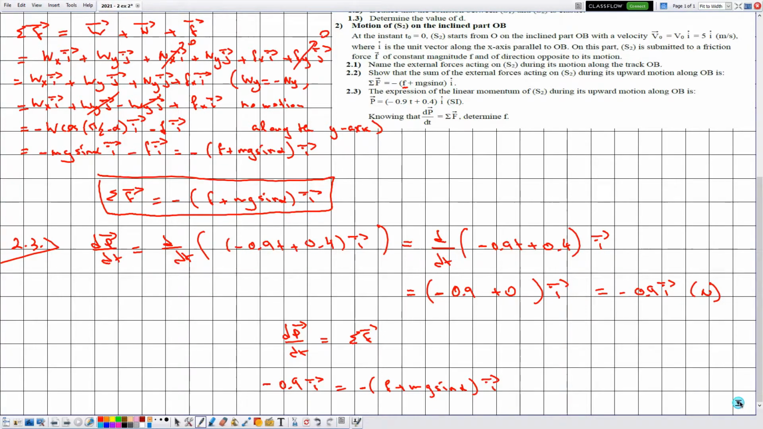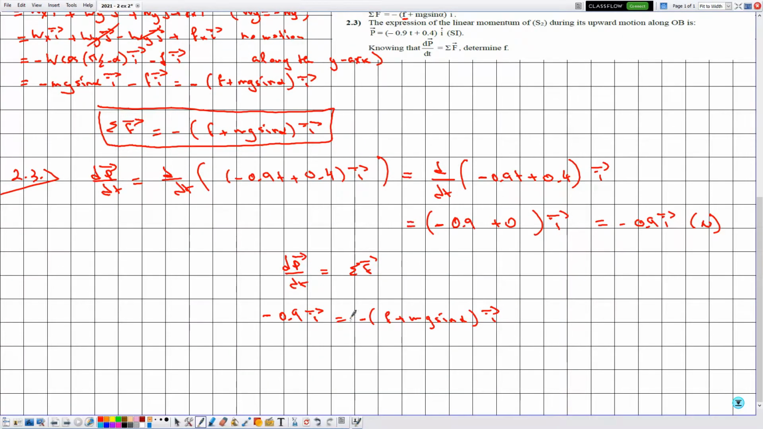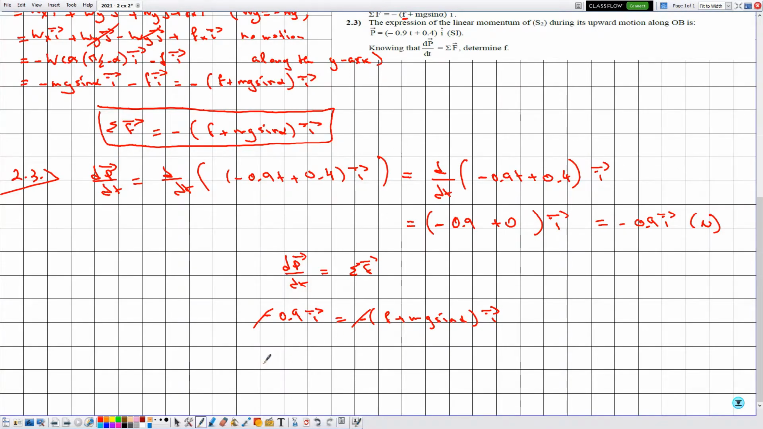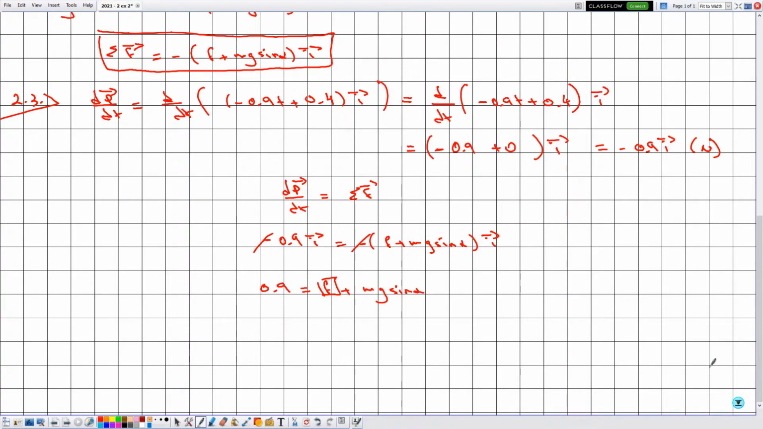Although it's a vector equation, it consists of two vectors. So first of all, the minus cancels out with the minus, and we can directly say that this is the magnitude and this is the magnitude, and they are equal to each other. So in this case 0.9, or we can project, is equal to f plus mg sine alpha, and we are interested in determining the value of f as mentioned in the text. What's the type of this equation? Linear equation in f. Then f is given by 0.9 minus mg sine alpha.